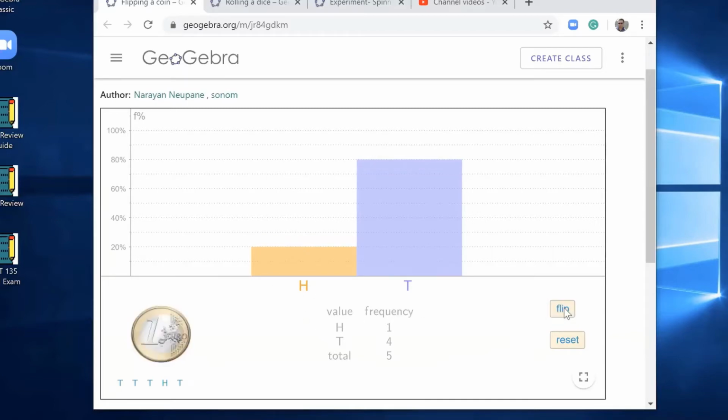If I flip it again, you can see I again got the tail. Tail 80% of the time, head 20% of the time. If I flip it again, I got head this time, so the percentage is changing. Head 2 times, tail 4 times out of 6. So this is the experiment, the random performance of anything. And in the experiment, you don't know the outcome.